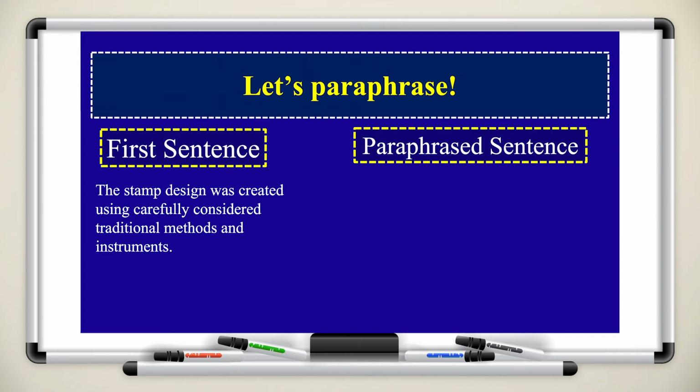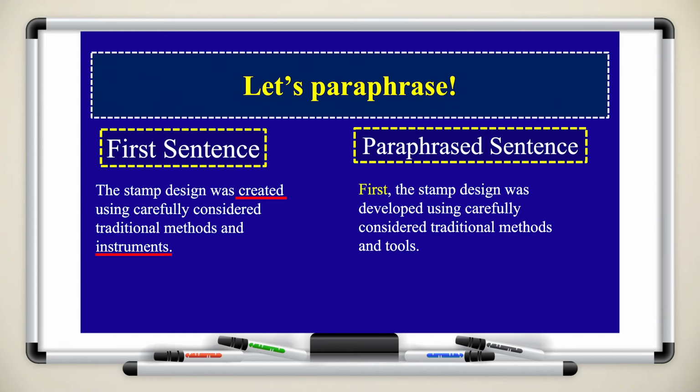Here we have the first sentence. Look at the word created and instruments. Do you think we can change these words into other words to paraphrase? Let's look at the paraphrase sentence together. First, the stamp design was developed using carefully considered traditional methods and tools. So if you look at the paraphrase sentence, we began with first, which is a sequenced word to help us organize our summary. We've also changed the word created into developed and the word instruments to tools. This is a very simple vocabulary change that we did, which helped us paraphrase the sentence in our own words.